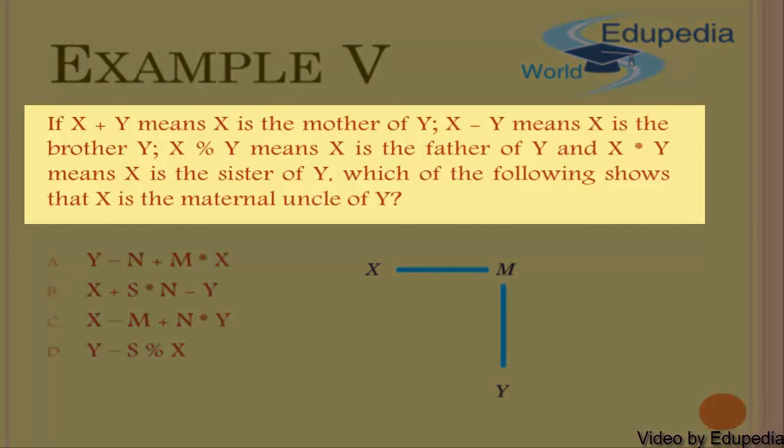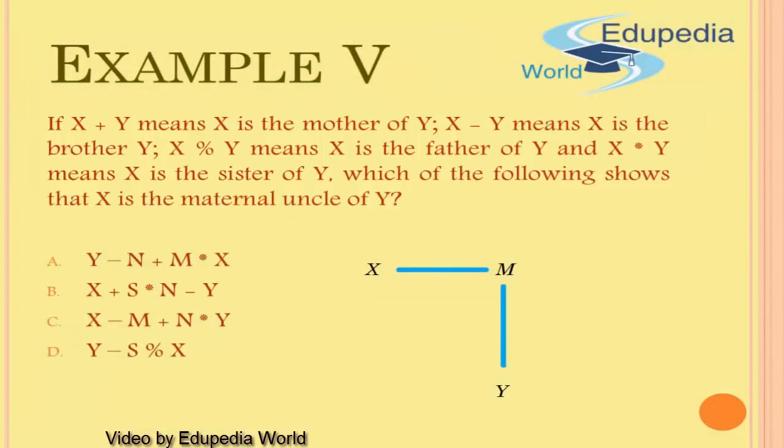y means x is the mother of y, x minus y means x is the brother of y, x percentage y means x is the father of y, and x asterisk y means x is the sister of y. Which of the following shows that x is the maternal uncle of y? Now I have made this representation over here. Okay, this representation is not a part of the question. The question is only the first 4 lines. So now this has been followed by 4 options: A, B, C and D.